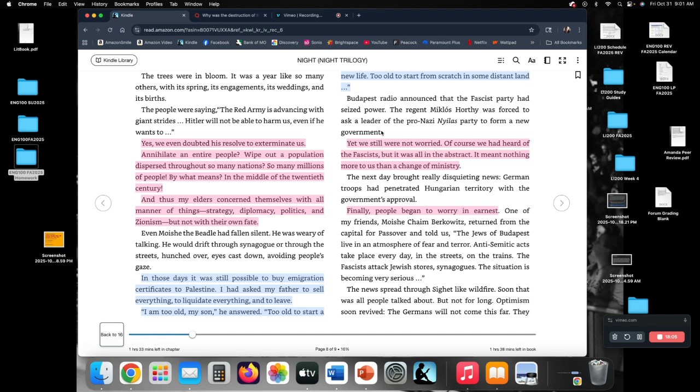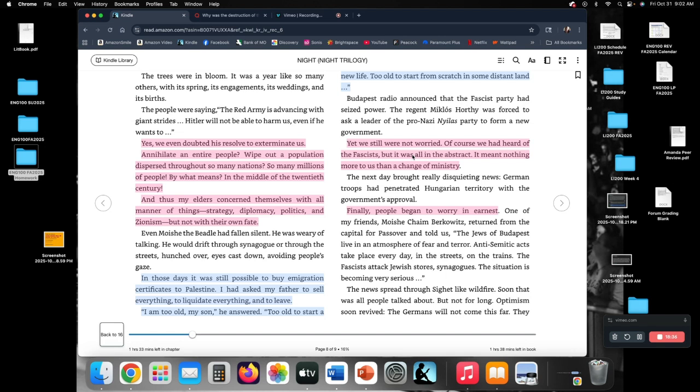What is Eliezer's father's response? I'm too old to start over. I'm sure he regrets that. We're not worried. But then the Germans penetrate Hungarian territory, and this is where people begin to actually worry. They're like, it's getting closer, right? Theme of indifference. It's starting to touch me. Now it matters. Now I can't ignore it. So that's what we come down to.